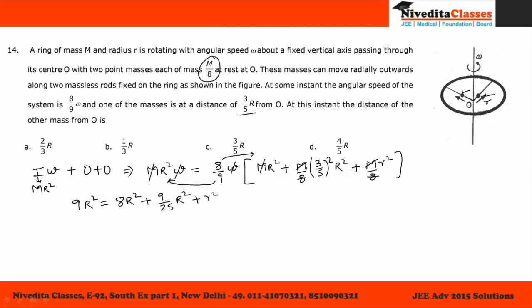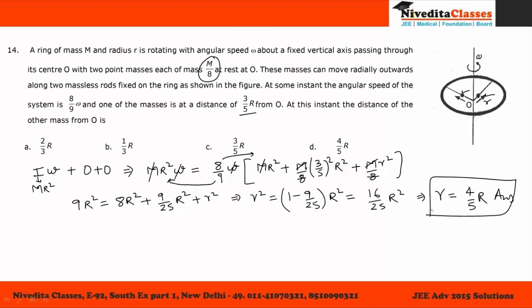Okay, so if I take this 8 r square on this side, I will have this 1 r square, and if I take this 9 by 25 on the other side, I will be left with small r square equal to 1 minus 9 divided by 25 into capital R square, which is actually 16 divided by 25 R square. If I take the square root on both sides, I will have my small r as 4 divided by 5 capital R, and this will be my answer to the problem, which is actually our option number D.